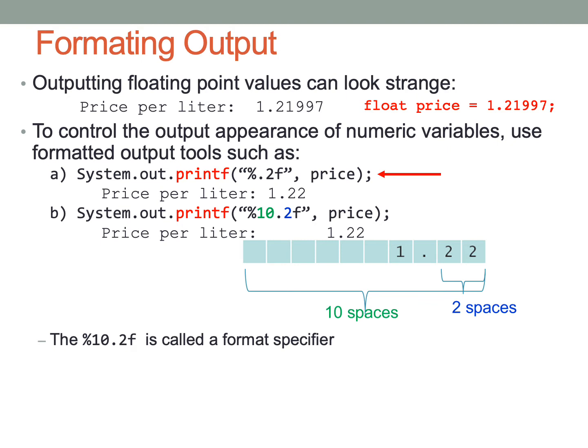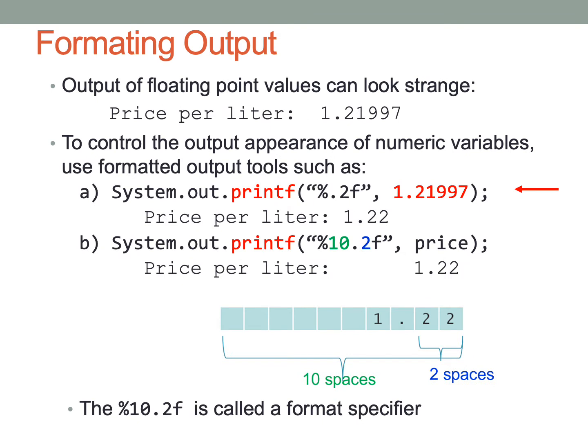In printf, we need to write the format, which is %.2f for example, a comma, and then followed by the value itself, such as the price. Price here refers to the item in the syntax. We can also write the value 1.21997 to replace price in the item. If you run the code, it will give you the same output, which is 1.22.